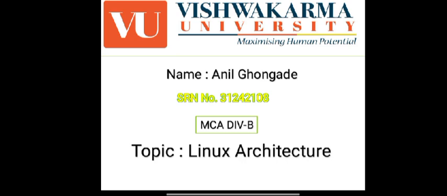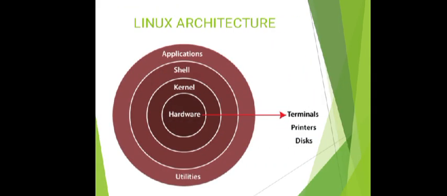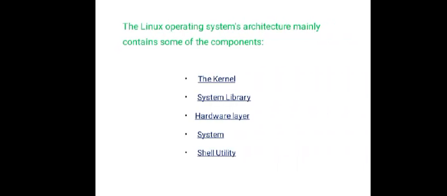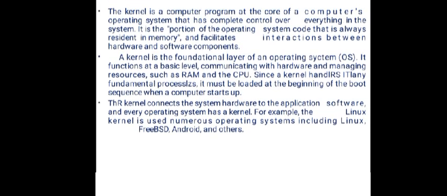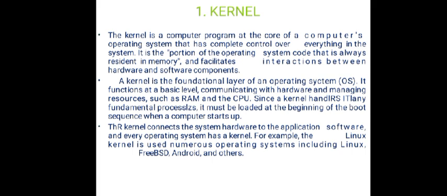So let's start with a quick overview. Linux is a popular open source operating system used globally in everything from web servers to mobile phones. At its core, the Linux architecture is structured into multiple layers, each serving a unique function. This architecture is designed to maximize both flexibility and security. Here we have five primary components in the Linux architecture: the kernel, system libraries, hardware layer, shell, and system utility programs.